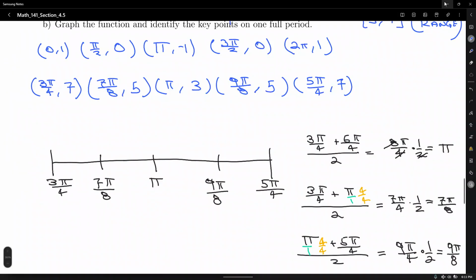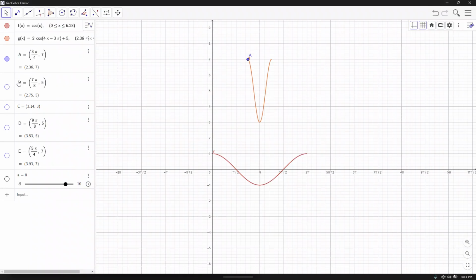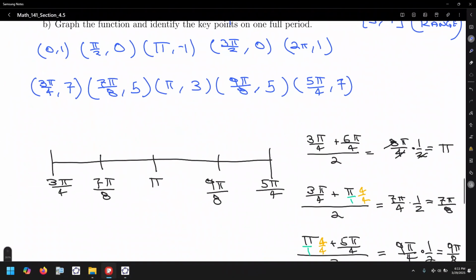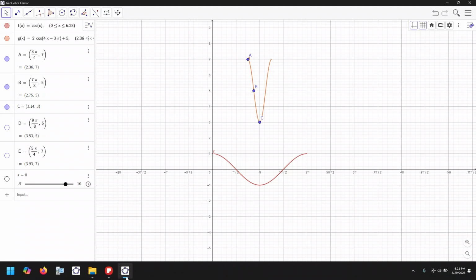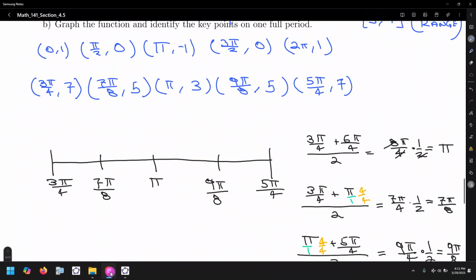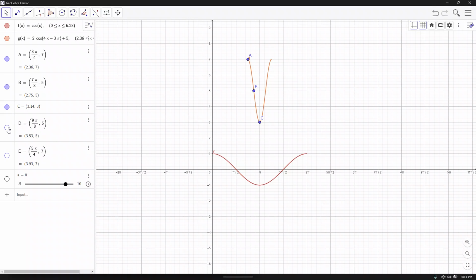3 pi over 4 comma 7, and then 7 pi over 8 comma 5. Is that the same value? Yes, 7 pi over 8 comma 5. And then pi comma 3. Is that pi comma 3? Yes. And actually the 9 pi over 8 comma 5 and the point 5 pi over 4 comma 7.